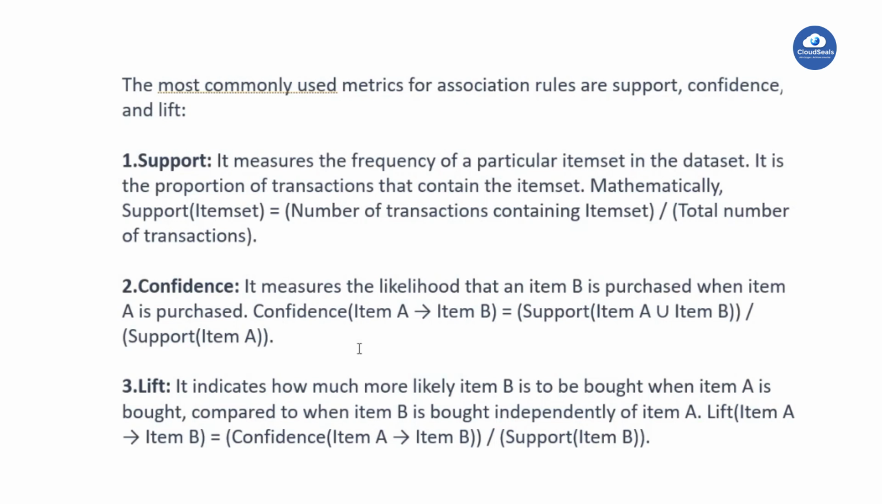Confidence means we have some transactions. In the transactions, we have milk and bread, and some customers bought both milk and bread. Based on that information, out of the total A transactions, we calculate how many customers bought both A and B, that is, milk and bread. That is the confidence. Based on that confidence, we will suggest items to the new customer.